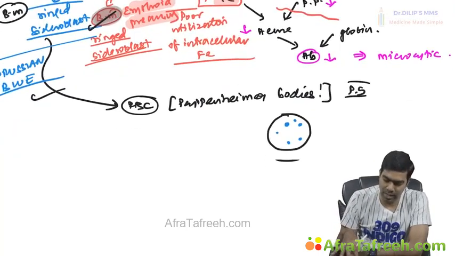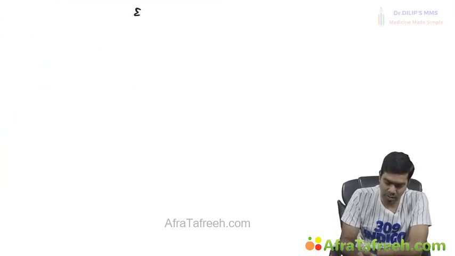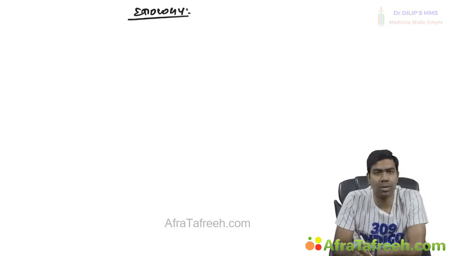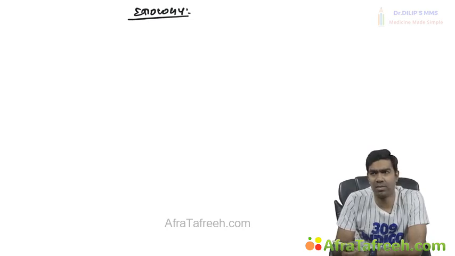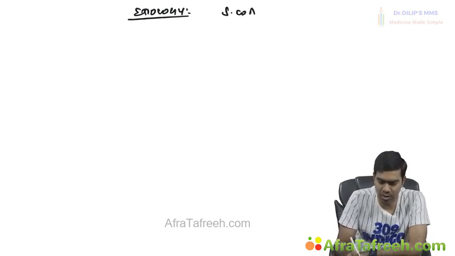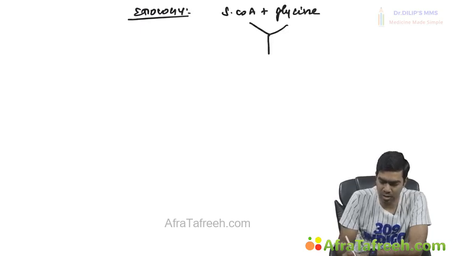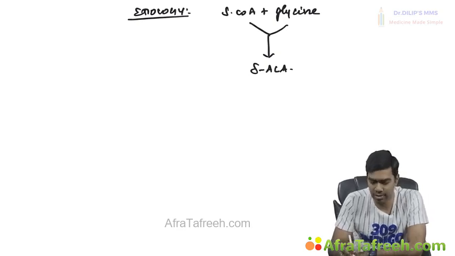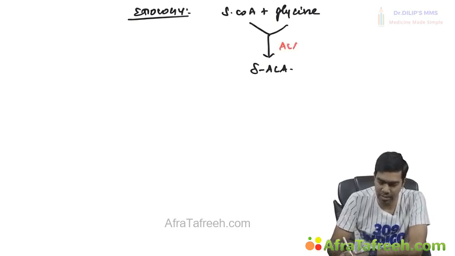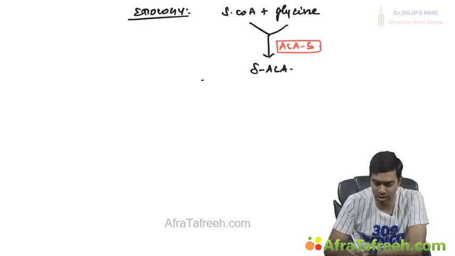So if you ask me the etiologies of sideroblastic anemia, the number one, the most important, is the ALA synthase enzyme. This is the first step, where succinyl-CoA and glycine unite together to form delta-aminolevulinic acid, or delta ALA. The key, rate-limiting enzyme for this first step happens in the mitochondria.